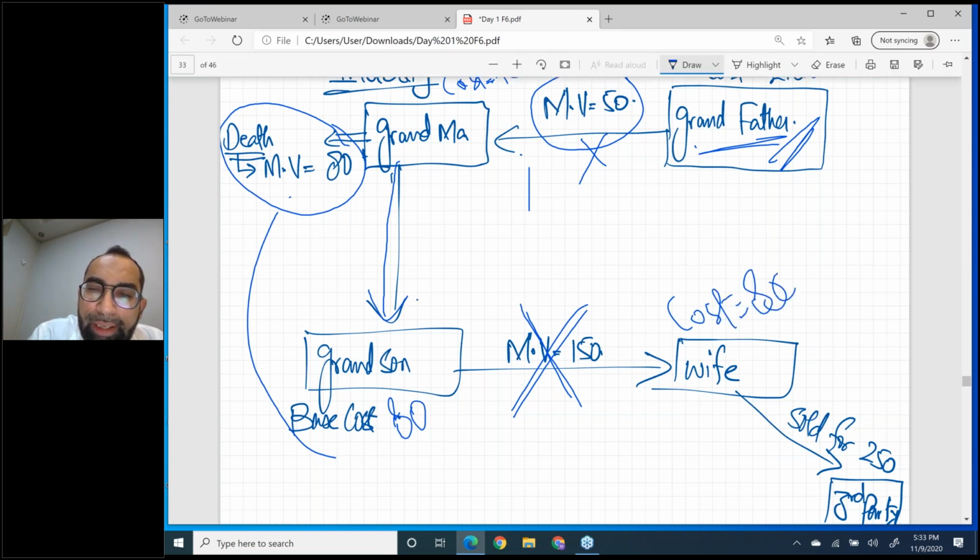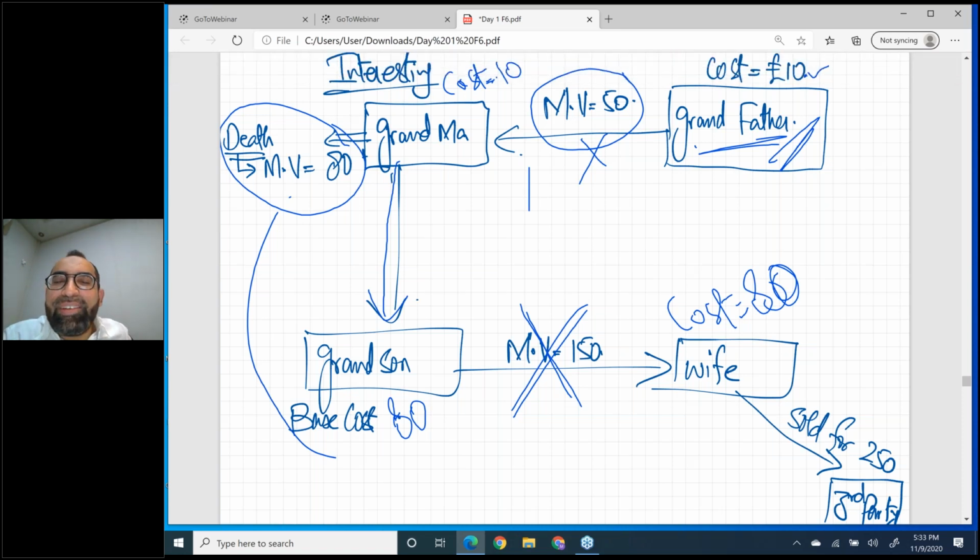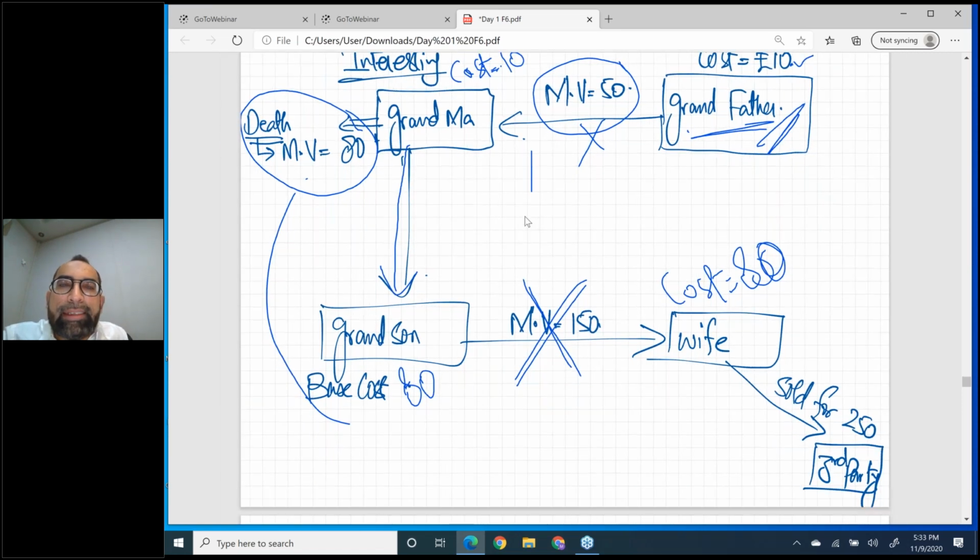Okay, so finally this asset is with this young lady, the wife of grandson, and the final cost is 80. In the examination it is written that finally this wife sold this asset to a third party for 250. So can you tell me the final gain for wife? This final gain will be 250 minus 80, which is 170. 170 will be the final gain.